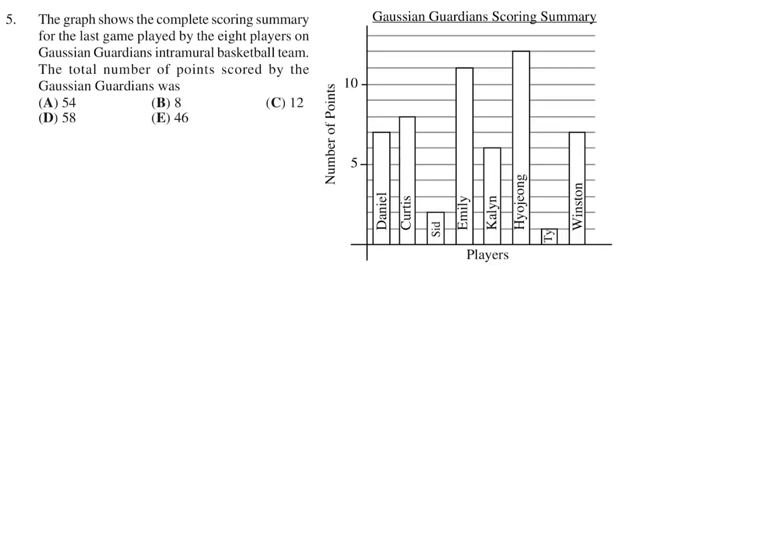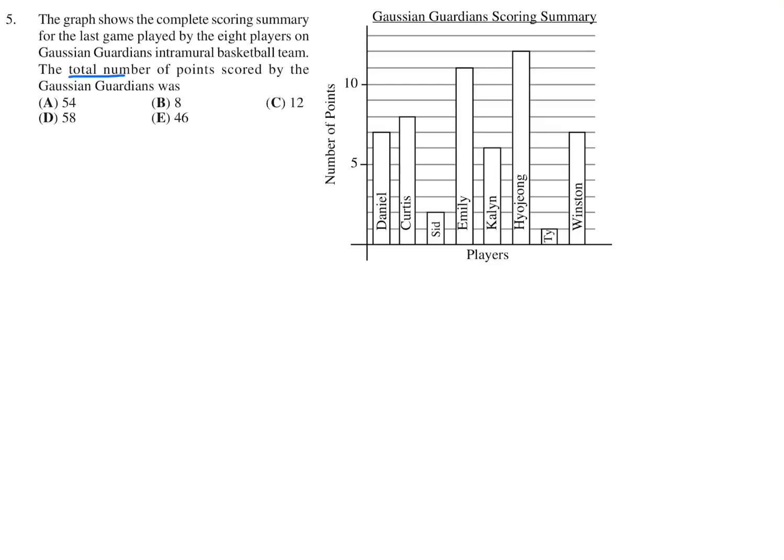The graph shows the complete scoring summary for the last game played by the 8 players on the Gaussian Guardians intramural basketball team. The total number of points scored by the Gaussian Guardians was... So they're saying that these 8 players all score a certain number of points, and we just have to add them up, total number of points.